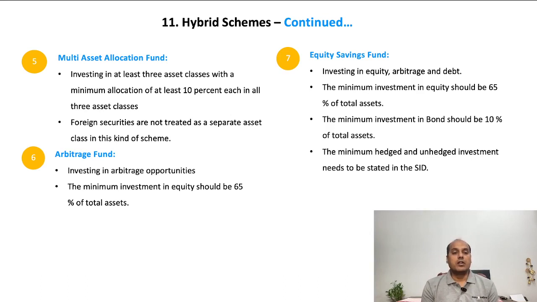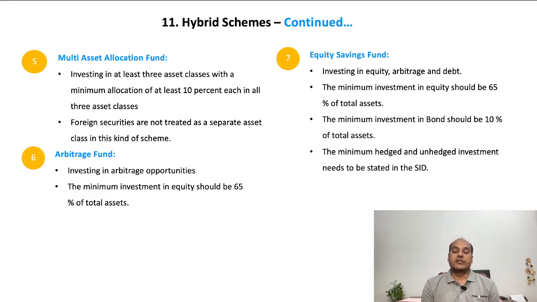Then comes the arbitrage fund. This is where investment is done to find out arbitrage opportunities. The minimum investment should be 65%. Arbitrage opportunities are those where, let's say, the price of a particular security in NSE or BSE is different at the same time. So you buy at a lower price and sell it at the higher price in the other market, which is called arbitraging.